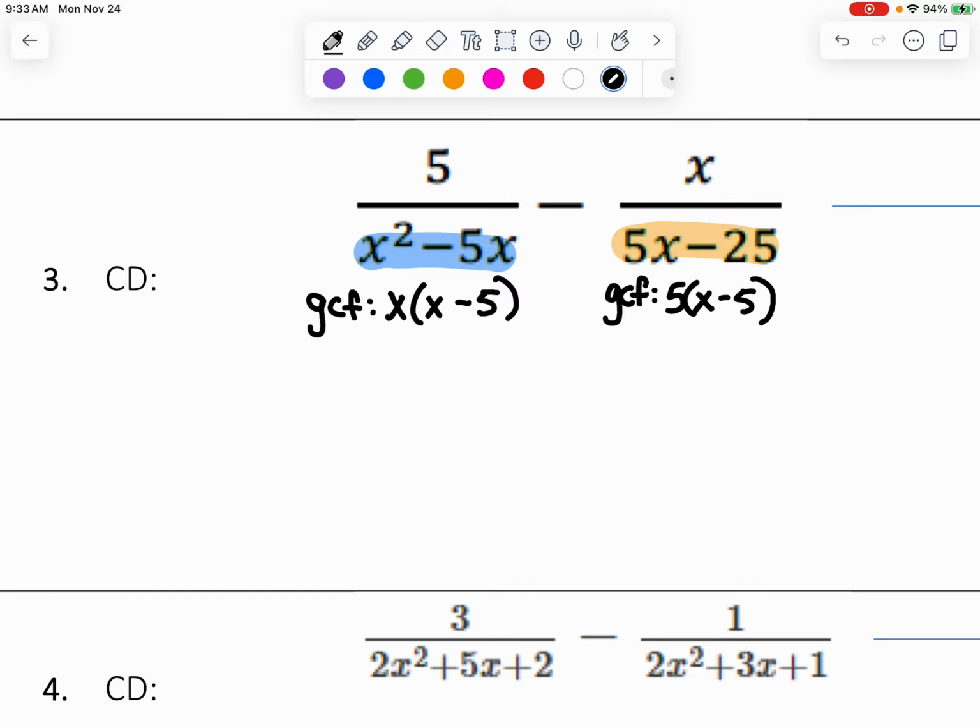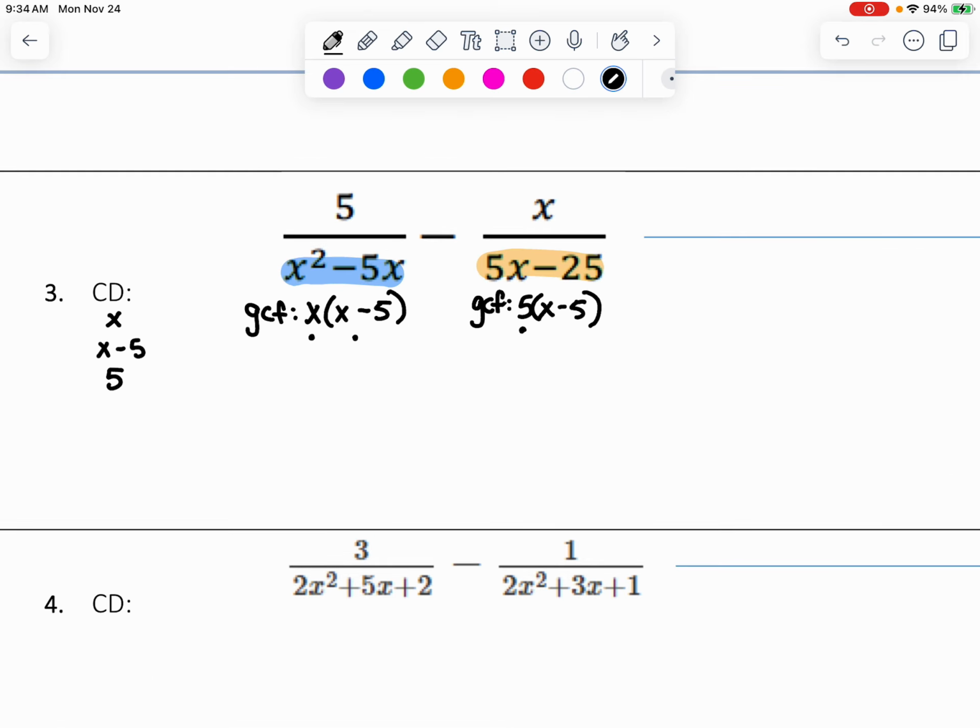Now, your common denominator can be difficult. The first denominator brings over an x and an x minus 5. Then the second denominator brings over what's different, so just the 5. You're not going to bring over another x minus 5. So your common denominator, let's make it look pretty, is a 5, an x, and an x minus 5. It just looks better written that way. I guess you could write it in the order we did, but that just looks kind of silly.